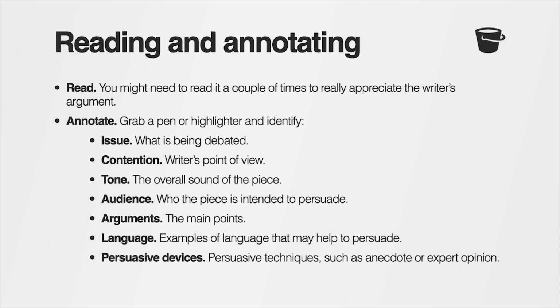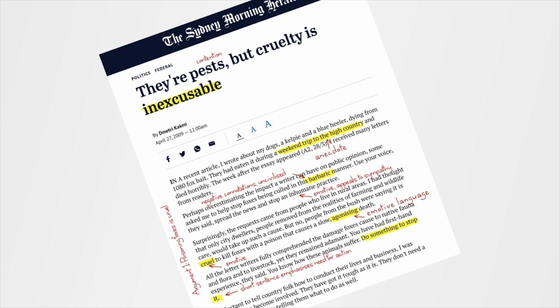Before you get started, you need to read the text carefully and annotate it, identifying the issue, contention, tone, audience, arguments, language, and persuasive devices used throughout the piece. When you're done, the page is probably going to look a little bit like this. Let's talk about some of these things and how you can identify them.